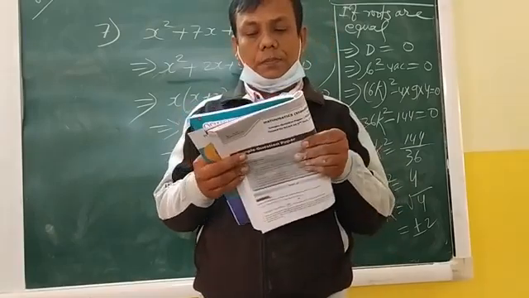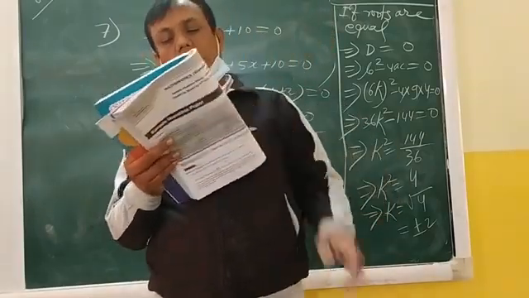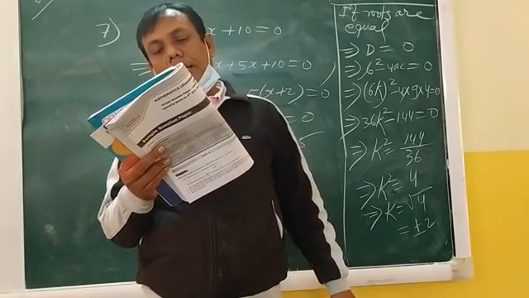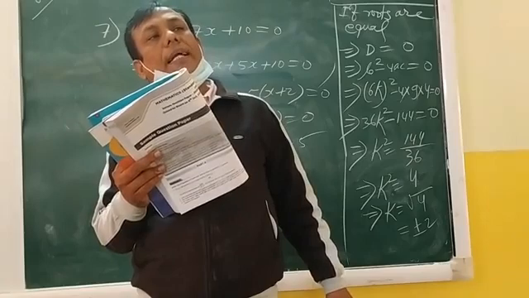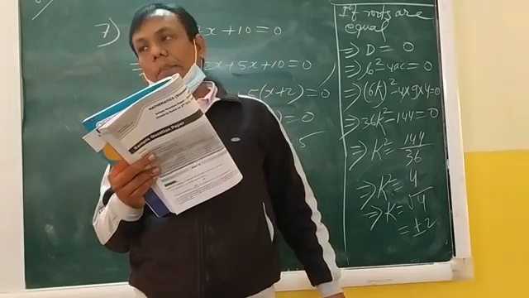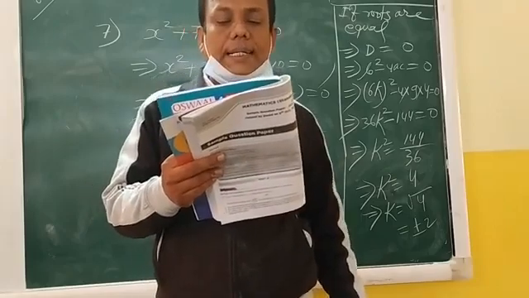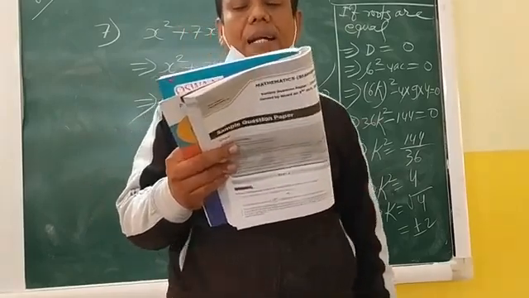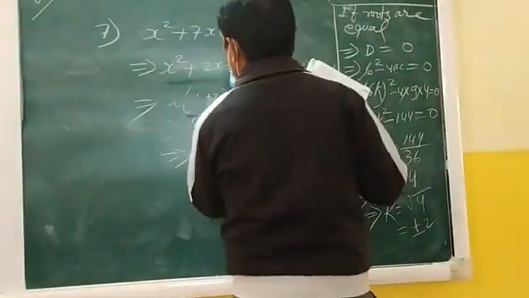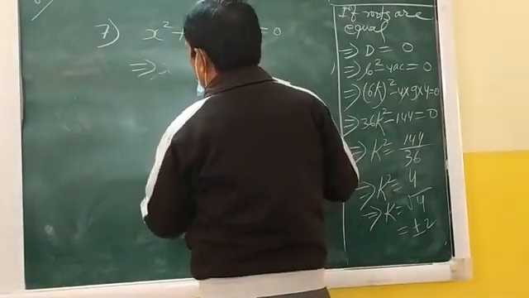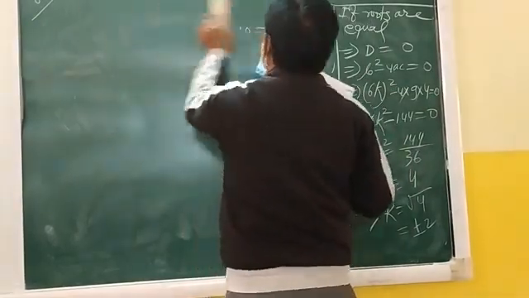Next question. If PQ equal to 28 centimeter, then find the perimeter of triangle PLM.